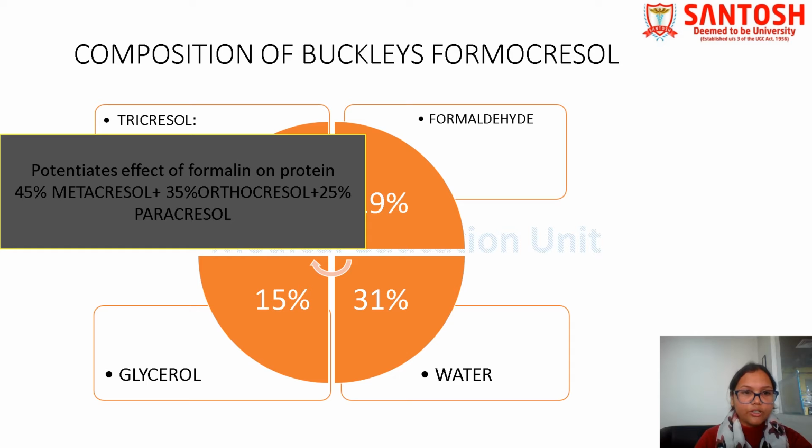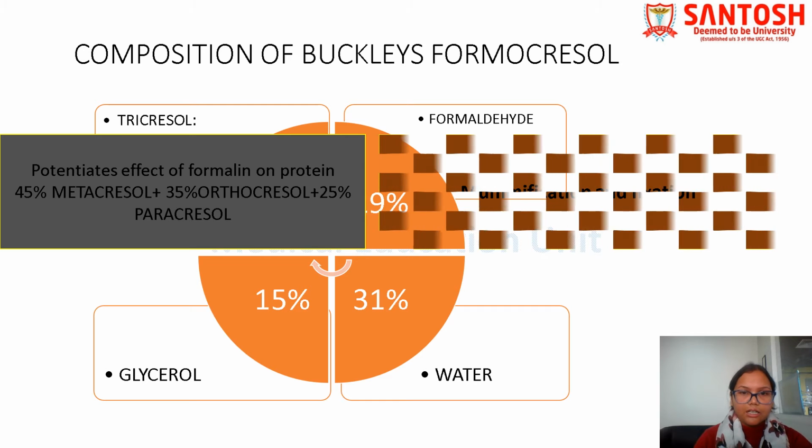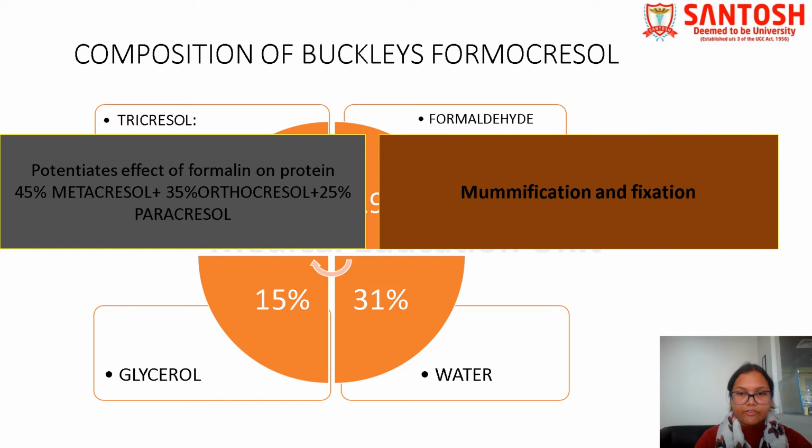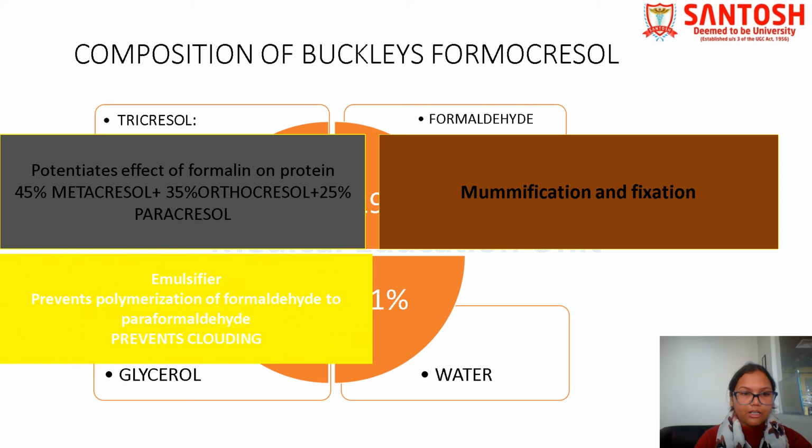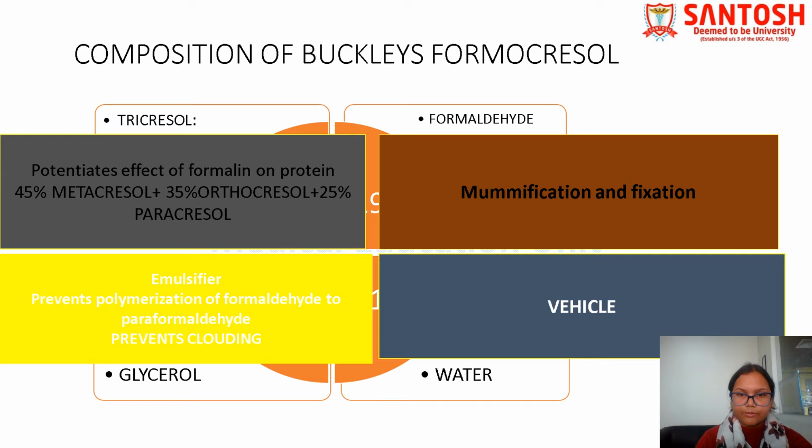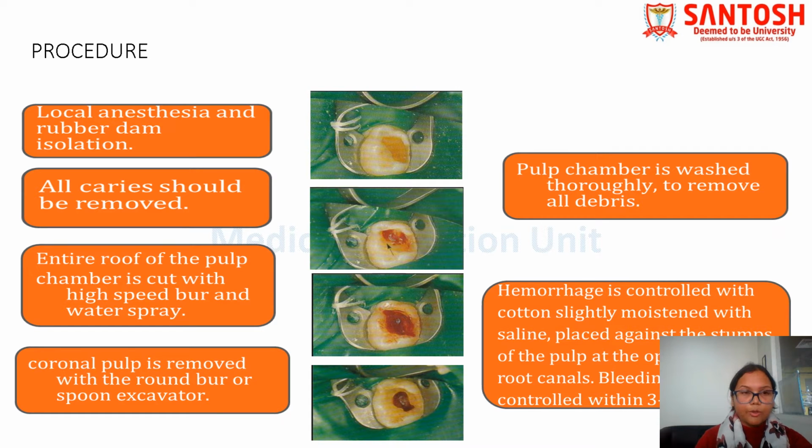The function of tricresol is that it potentiates the effect of formalin on protein. Formaldehyde mummifies and fixes the pulp. Glycerol acts as an emulsifier and water acts as a vehicle. So coming on to the procedure.